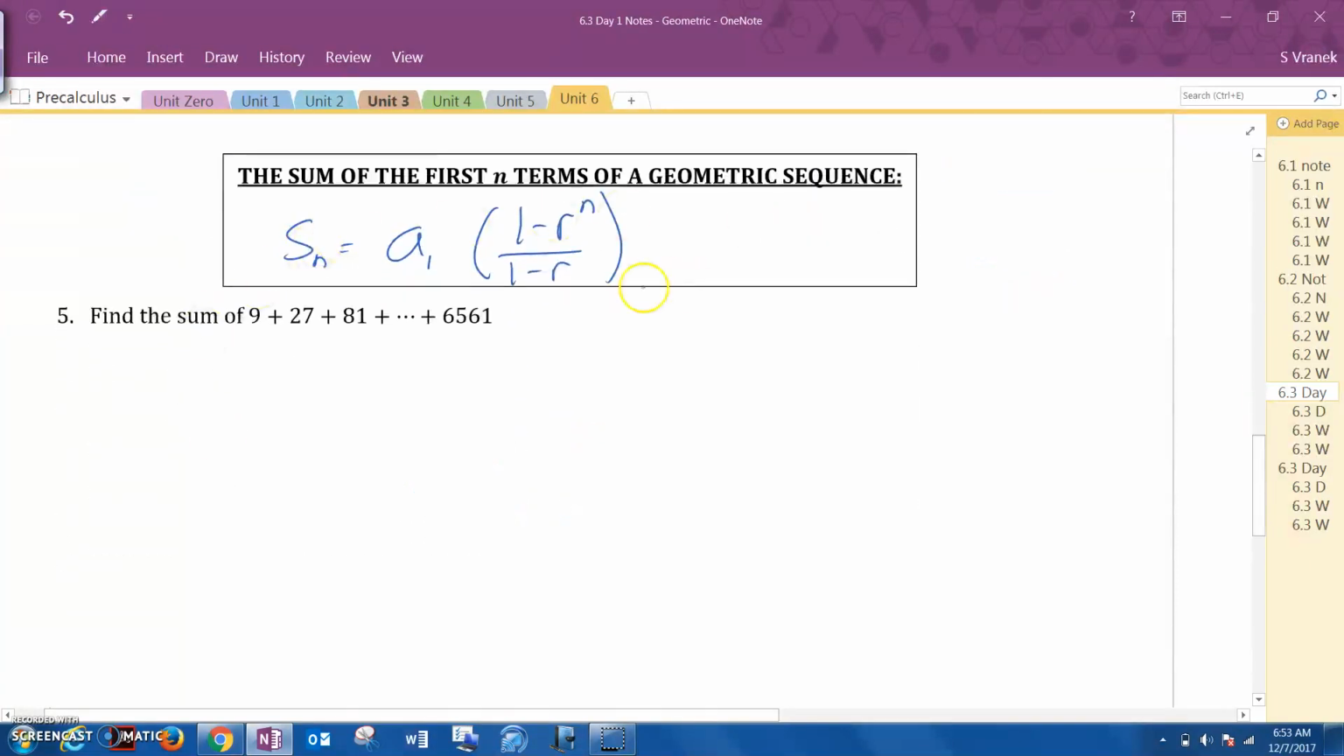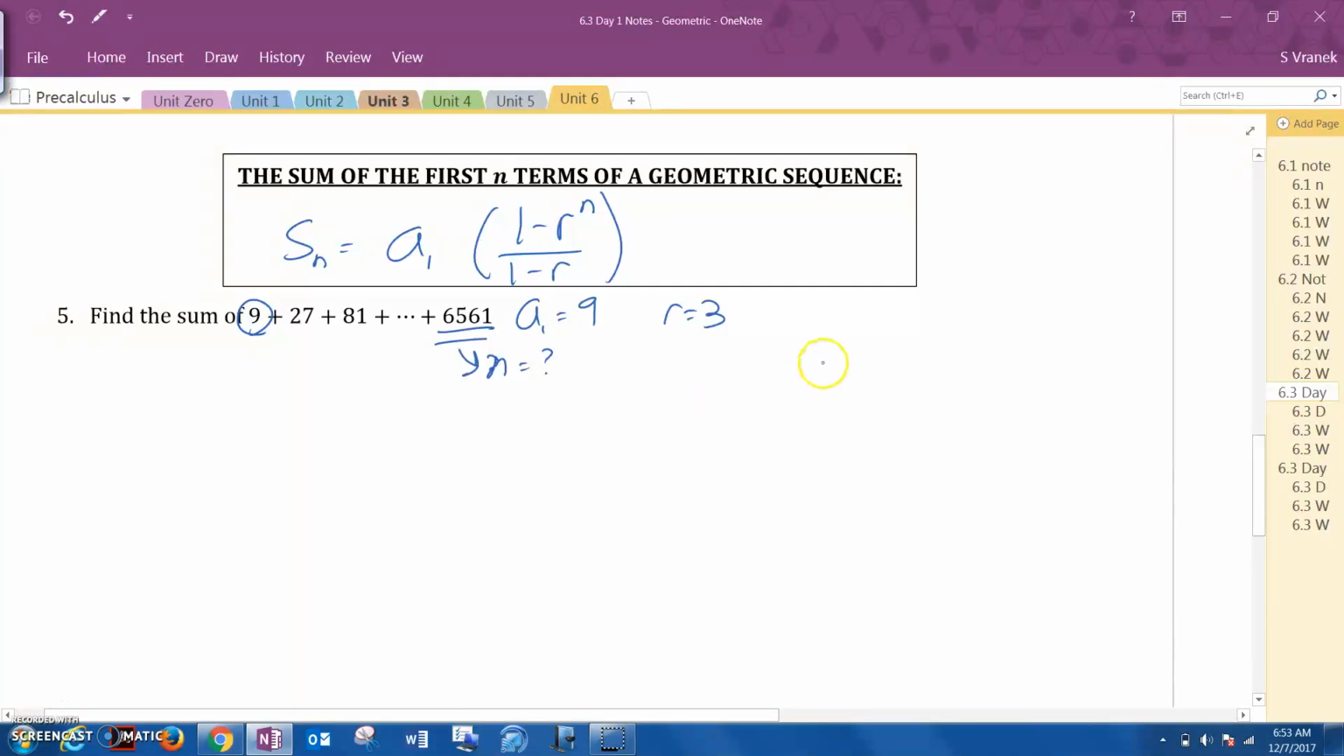Now, to do this formula you need to identify the first term, which is 9. And you have to identify r, which is 3, since you're multiplying by 3's. The only problem is we need to know what n is for this one.